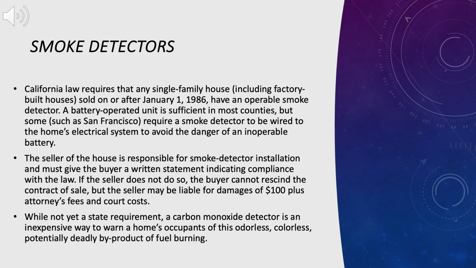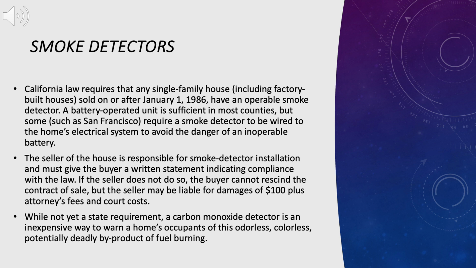Smoke detectors. California law requires that any single-family house, including factory-built houses sold on or after January 1st, 1986, have an operable smoke detector. A battery-operated unit is sufficient in most counties, but some, such as San Francisco, require a smoke detector to be wired to the home's electrical system to avoid the danger of an inoperable battery. The seller of the house is responsible for smoke detector installation and must give the buyer a written statement indicating compliance with the law. If the seller does not do so, the buyer cannot rescind the contract of sale, but the seller may be liable for damages of $100 plus attorney's fees and court costs.